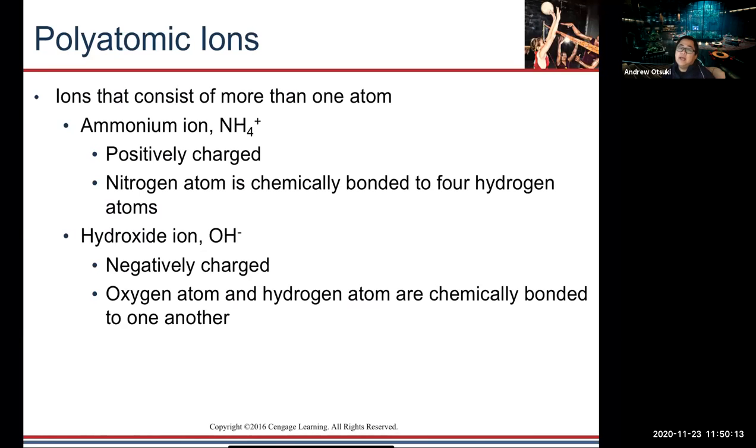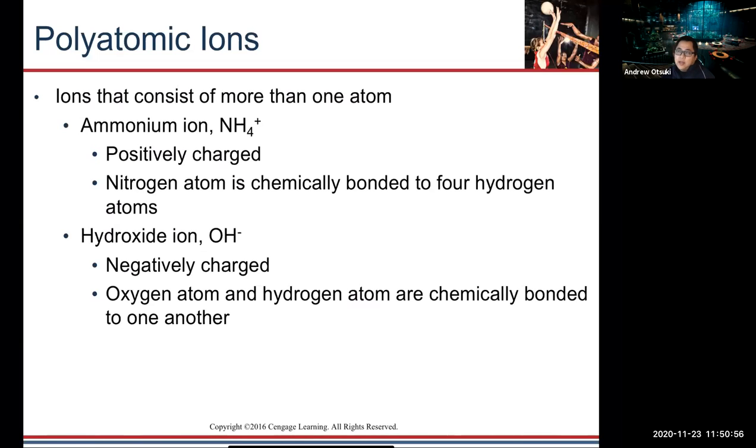But what this is saying is the nitrogen atom is chemically bonded to 4 hydrogen atoms. So the nitrogen has 4 hydrogens around it, bonded. And I'll tell you now, the plus charge is on the nitrogen. The hydroxide ion, another famous one, is a very ubiquitous ion. So hydroxide, OH minus: oxygen and hydrogen atoms are chemically bonded to one another, and the charge is on oxygen. But do not worry about that right now, because it's not important here. So ammonium, positively charged; hydroxide, negatively charged.